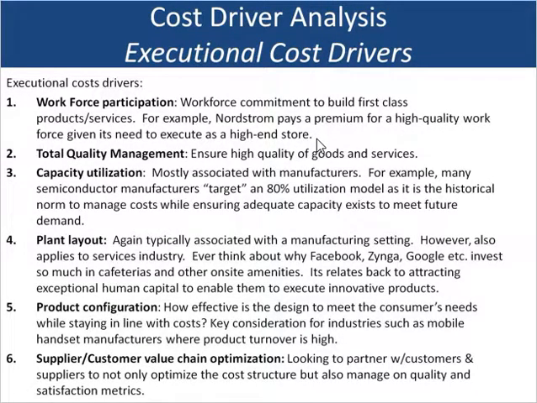Executional cost drivers, again, these are the things that a company can actually do to influence cost. Workplace participation, total quality management, capacity utilization, etc. But think beyond that. When you look at companies like Facebook or Google, they invest a lot of time and energy and money into cafeterias and other on-site amenities.